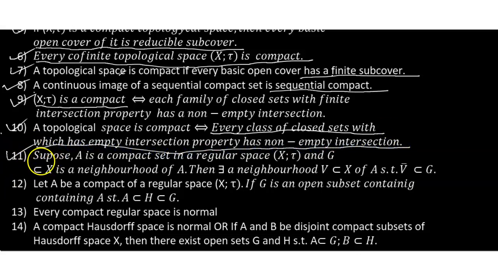Number 11. Suppose A is a compact set in a regular space (X, tau) and G, a subset of X, is a neighborhood of A. Then there exists a neighborhood V, a subset of X, such that V bar is a subset of G. V bar means V closure.